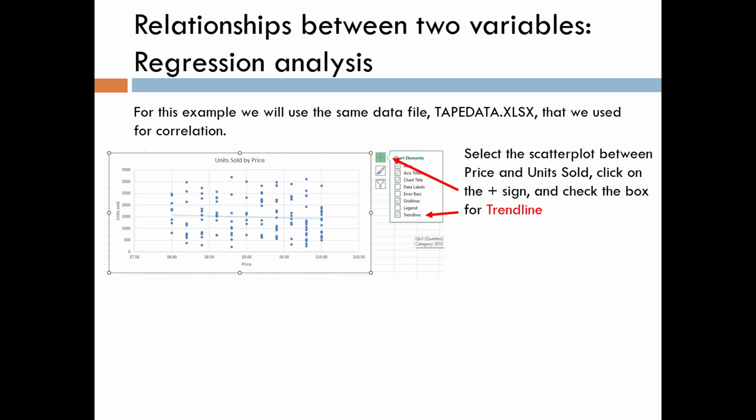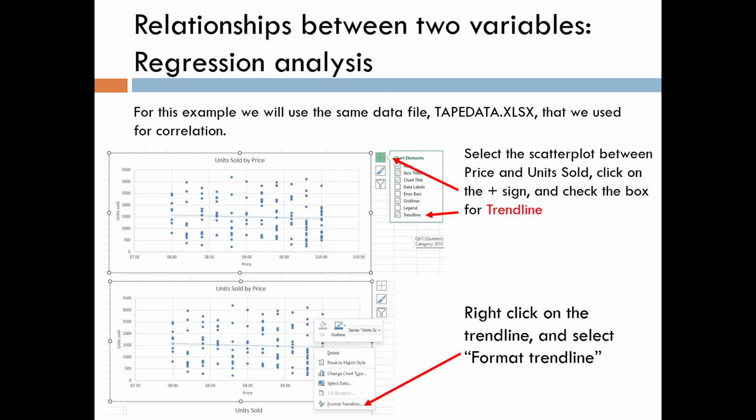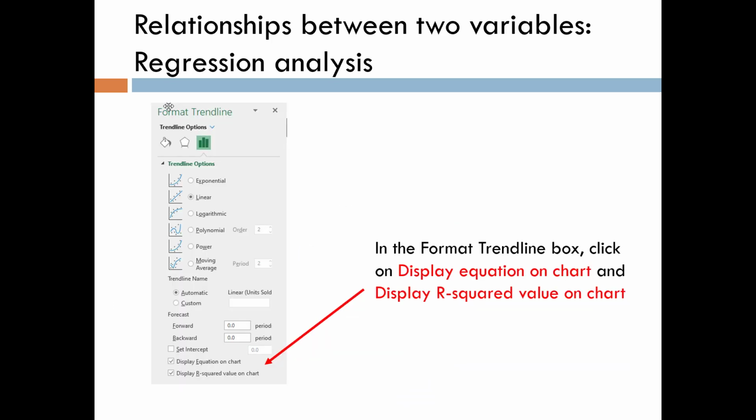Let's start by looking at the same tape data as before and the scatter plot you already saw between price and units sold. It's best if you follow along with the Excel file open on your computer so you can learn how to do this. Select the scatter plot, click on the plus sign and check the box for trend line. Then right-click on the trend line and select Format Trend Line. In the dialog box, check the boxes for Display Equation on Chart and Display R-squared value on chart. You should now be able to see the regression equation and the R-squared value on the chart.